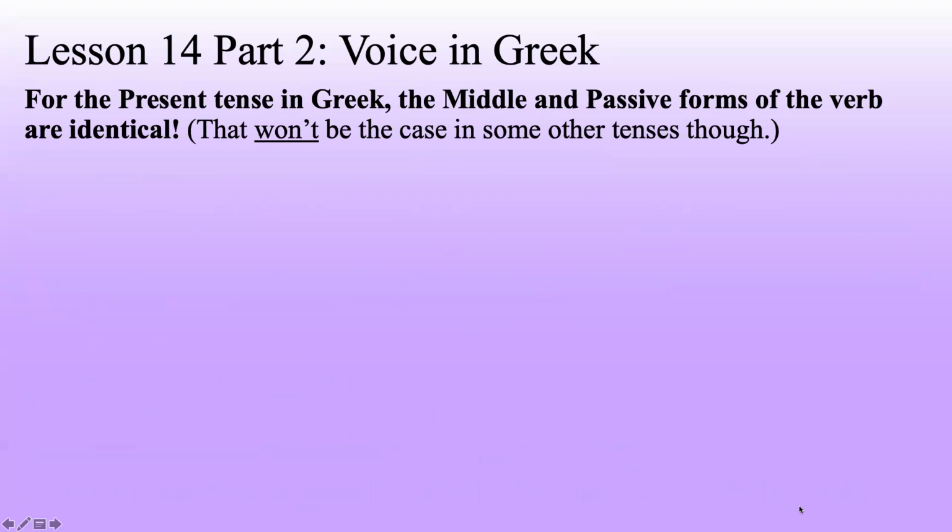Now, for the present tense in Greek, the middle and passive forms of the verb are identical. They look the same. They have different meanings, but they look the same. Now, this won't be the case in some other tenses, though. When we get to the future tense in Greek, you'll find out that the future middle indicative and the future passive indicative look different. They have different forms. But for the present tense, the present middle indicative and the present passive indicative look exactly the same. Here is the PMI, which is also the PPI. So it's the present middle indicative and the present passive indicative.